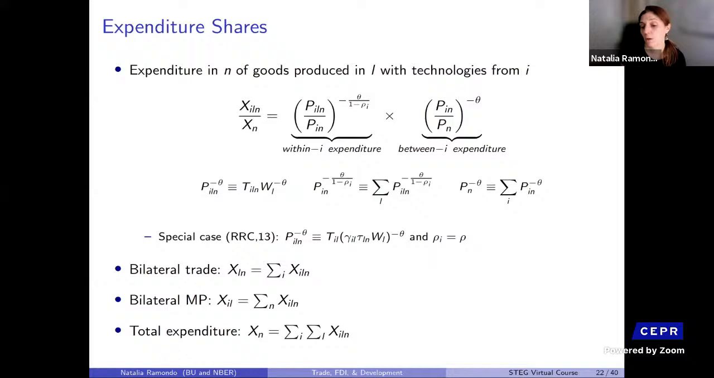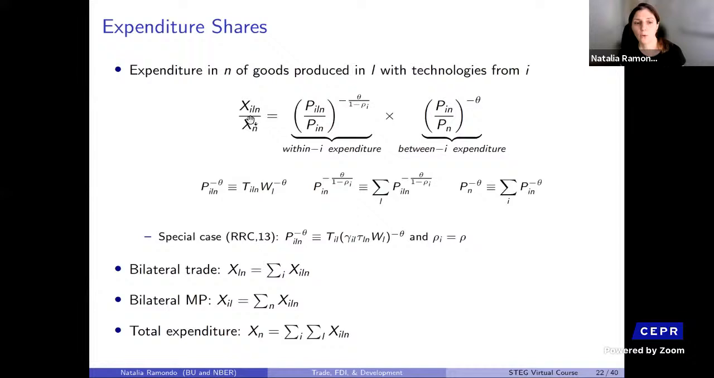So again, what I'm after, why am I doing this? At the end, what I want to take to the data are flows, expenditures. Some I'm going to observe, some not, because they are not there, just because the data are limited. So that's why I want to have these objects characterized, and because I want to characterize the gains, the welfare gains.